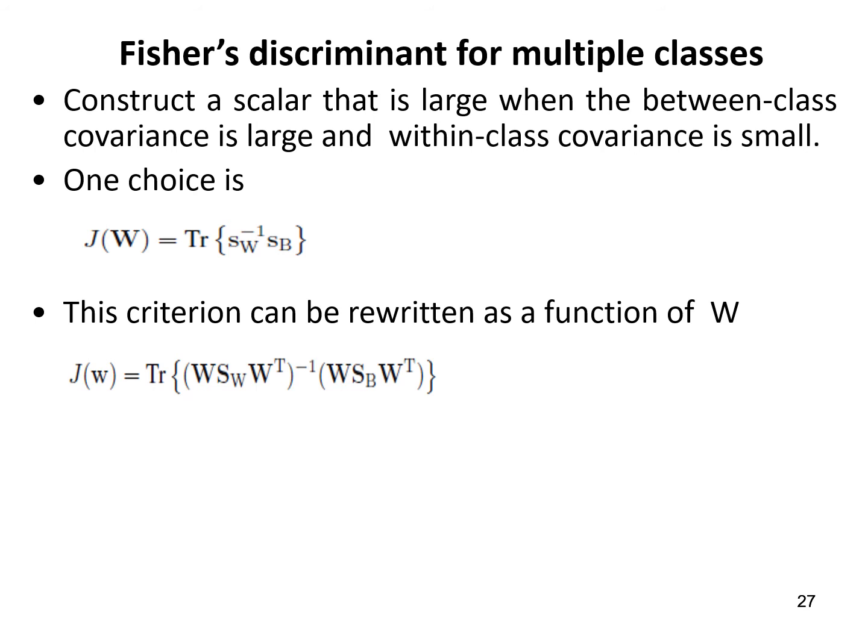Construct a scalar that is larger when the between class covariance is larger and within class covariance is small. One choice is J of w equal to trace of SW inverse SB. This criterion can be rewritten as a function of w as given.